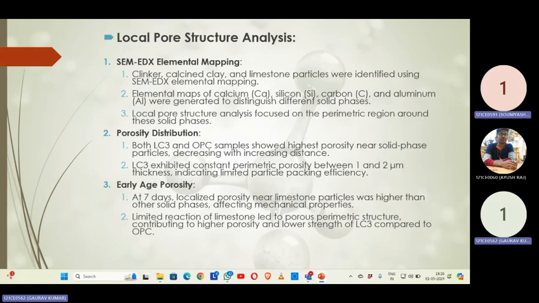Third is early age porosity. At 7 days, localized porosity near limestone particles was higher than other solid phases, which affects the mechanical properties. Limited reaction of limestone led to porous perimetric structure, contributing to higher porosity and lower strength of LC3 compared to OPC.